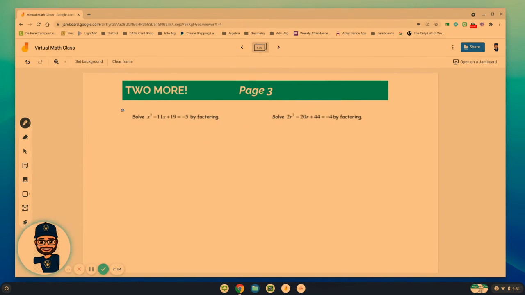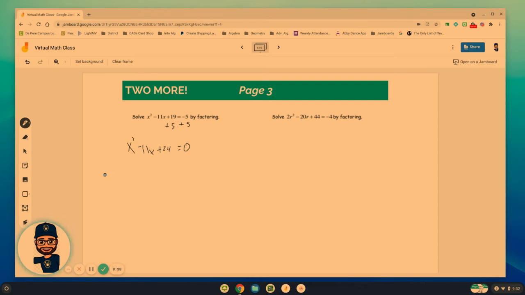Okay, so let's just go ahead. I'm going to go to the next page, and we're going to focus on this one on the left for now. Right now, it does not equal 0. It equals negative 5. So to turn that into a 0, I have to add 5. But whatever we do on one side, we have to do to the other. 0 equals, okay, it's on the right-hand side, x squared minus 11x plus 24. Plus 24. 19 plus 5.